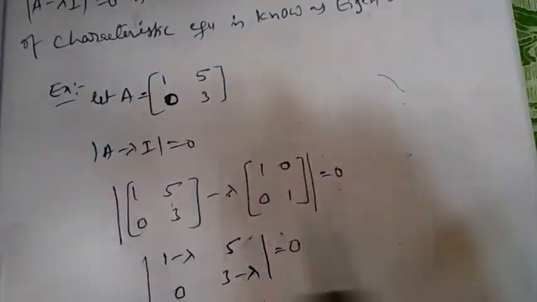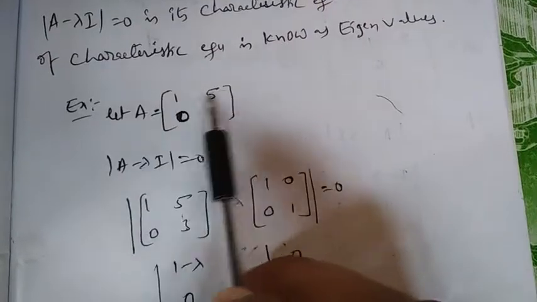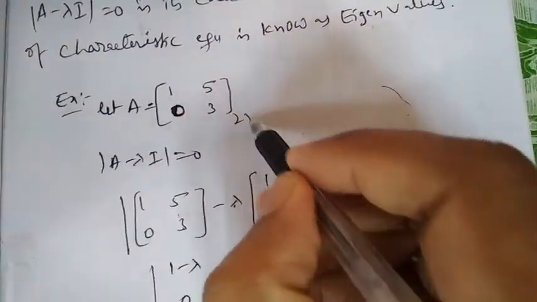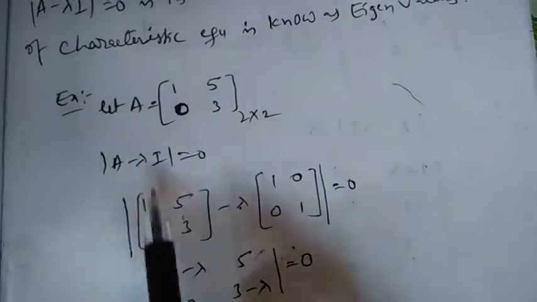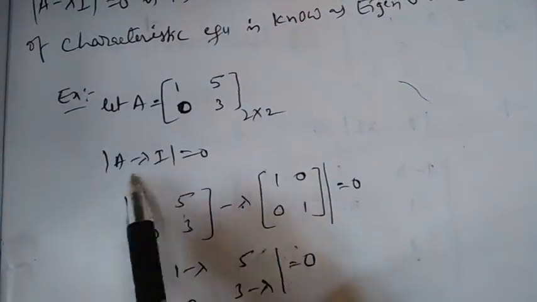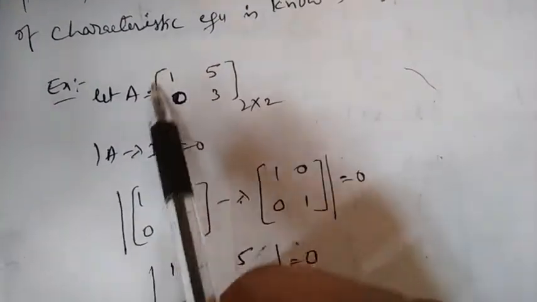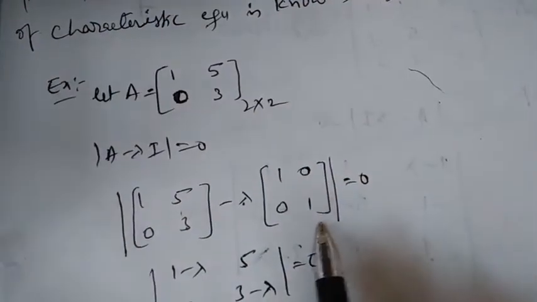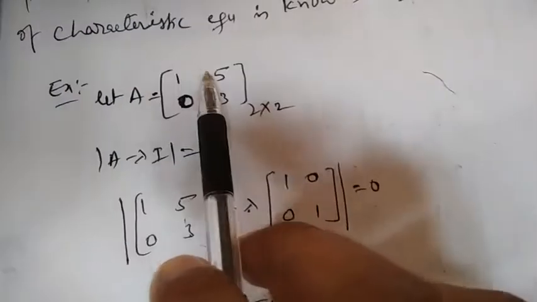Example: let A equal to [1 0; 5 3], a 2 cross 2 square matrix. Then find A minus lambda I. For a square matrix of order 2 cross 2, I consider the identity matrix of order 2 cross 2. If they give a 3 cross 3, then you should take an identity matrix of order 3 cross 3. Here it is 2 by 2, that's why I take the 2 by 2 identity matrix.